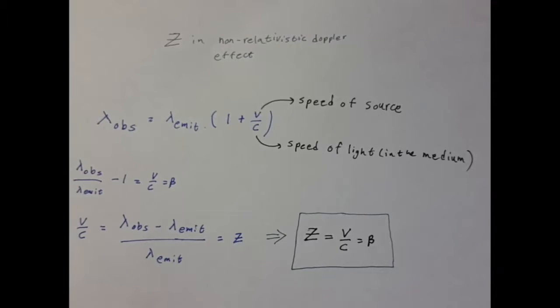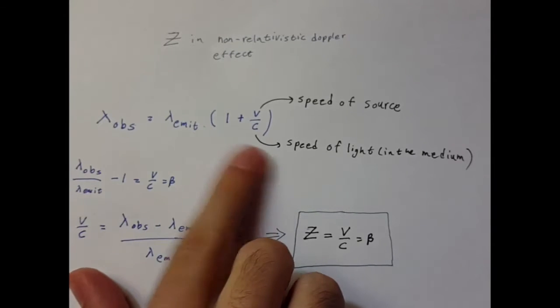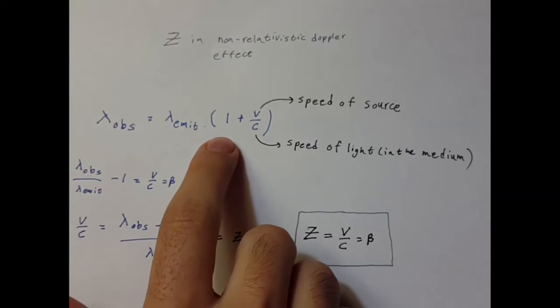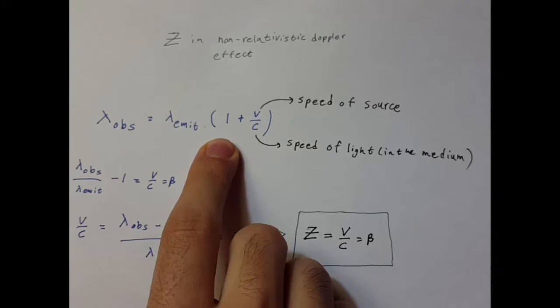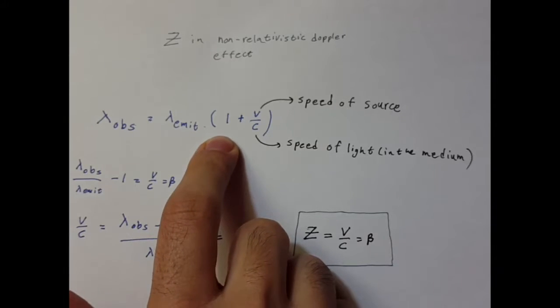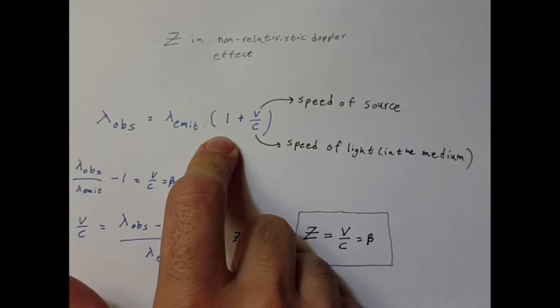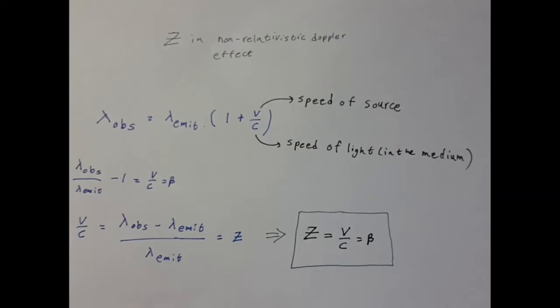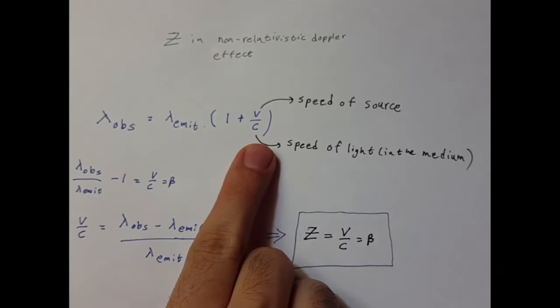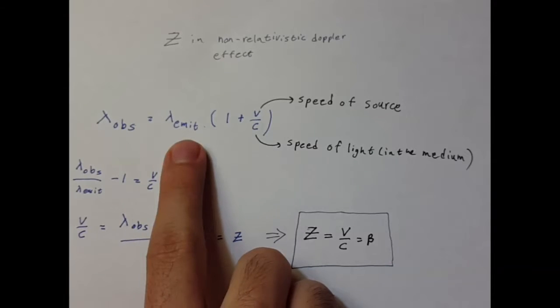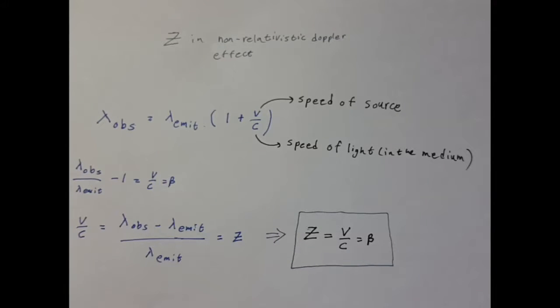As you should know from your more elementary courses, the Doppler shift formula for wavelengths is given by this formula here. It's for the case when the observer is stationary and the source is moving away from the observer. If you don't know the proof of this formula, or where it comes from, I have a link in the description which you can look at for the proof.